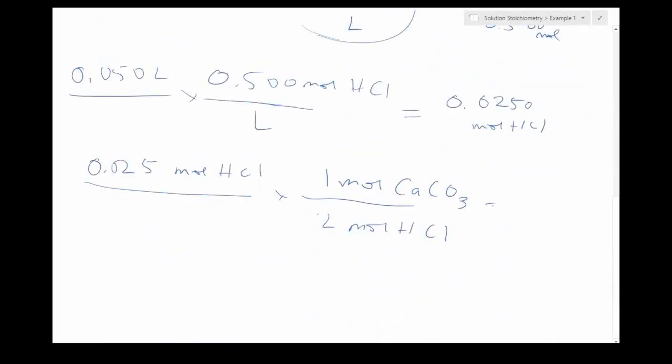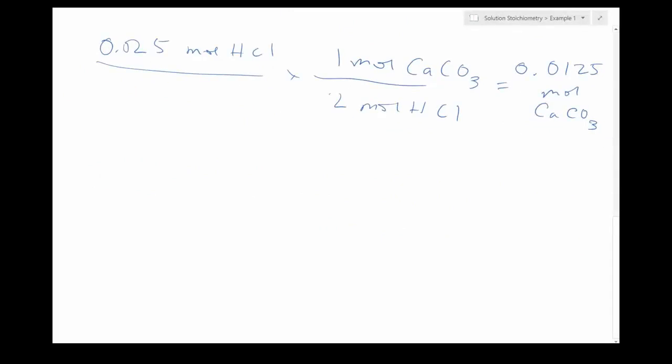And so that tells us that we're going to be able to react 0.0125 moles of calcium carbonate. And we were asked to know the number of grams. Okay, so we'll take the 0.0125 moles of calcium carbonate, and we will convert that to grams, right?